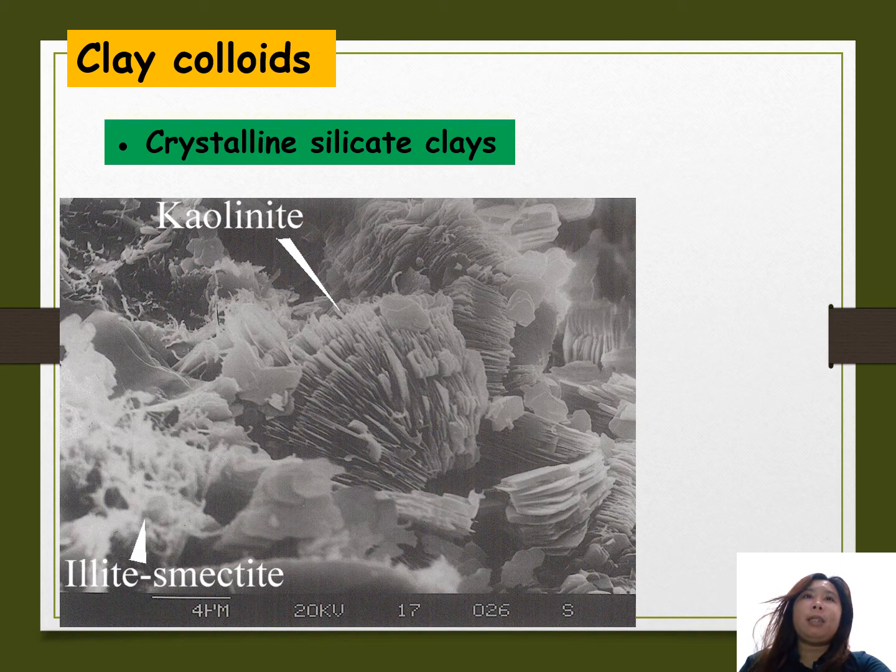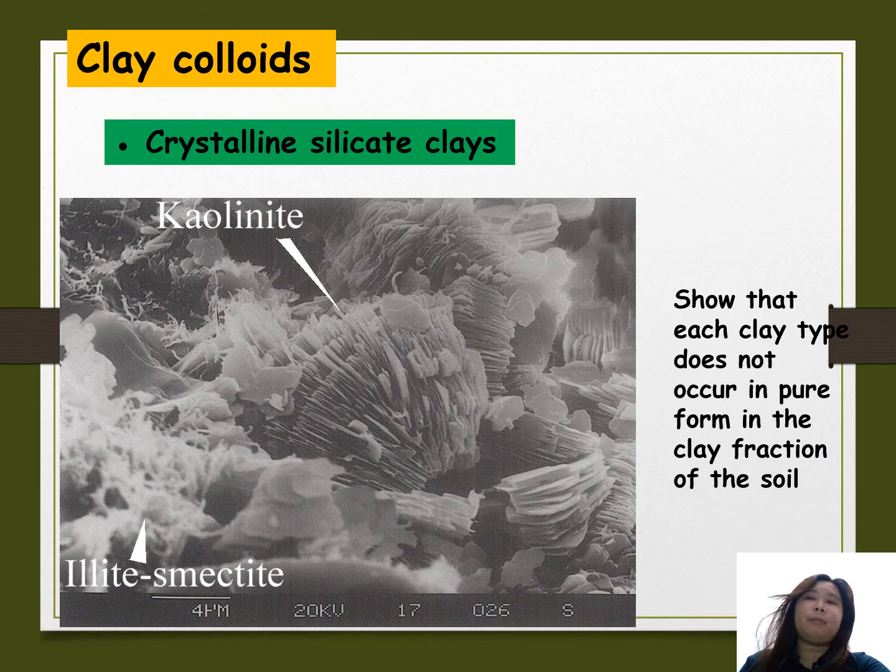So this is an example of a soil showing its different crystalline silicate clays under the microscope. You can see that there is what they call kaolinite, the illite, or the smectite. So in a given soil, it may have one or two or more than three crystalline silicate clays. And this shows that each clay type does not occur in pure form in the clay fraction of the soil.